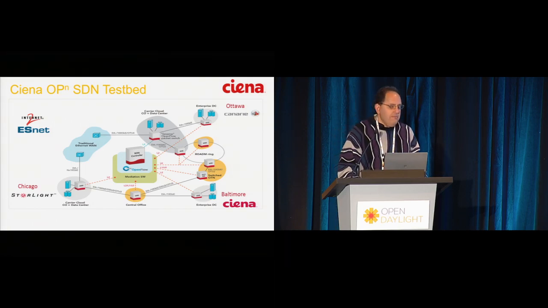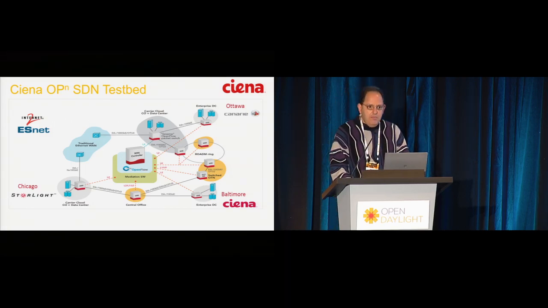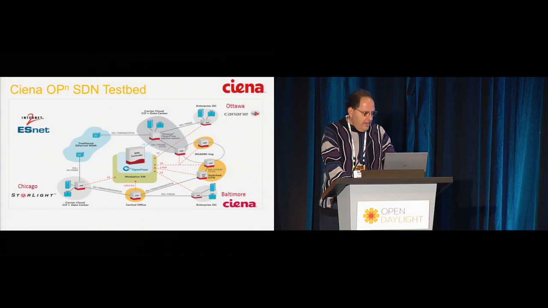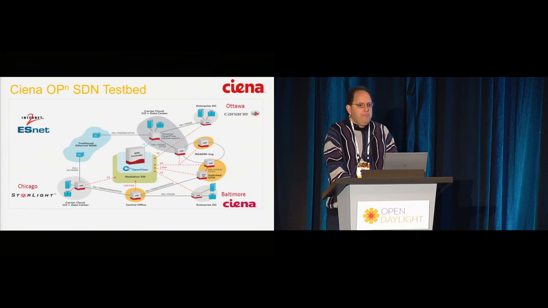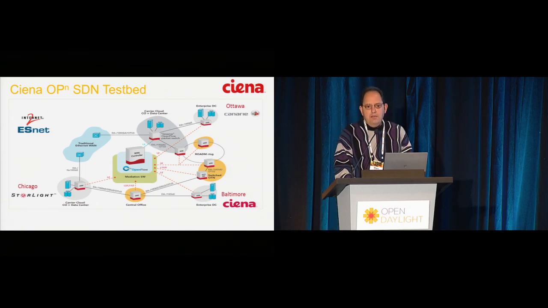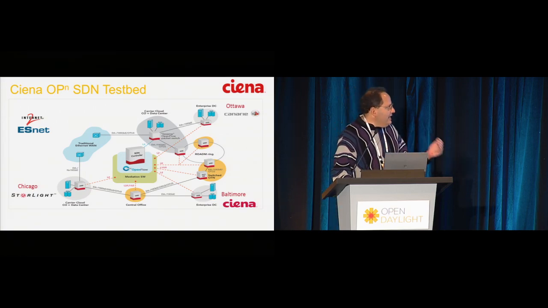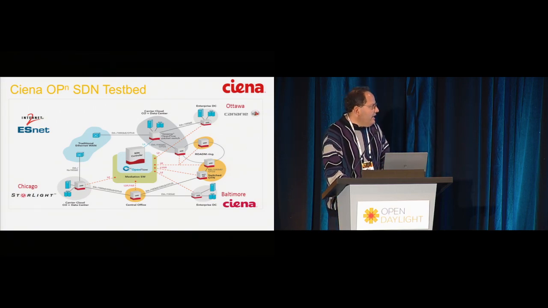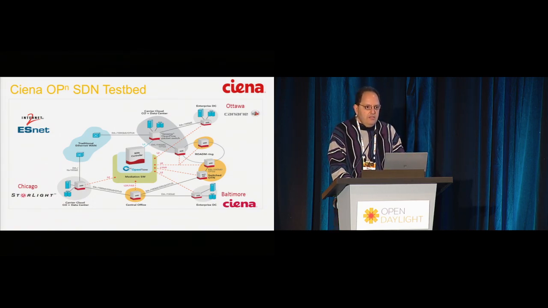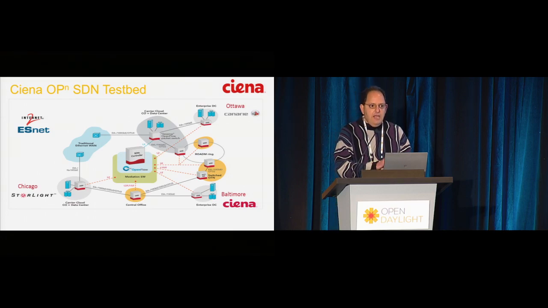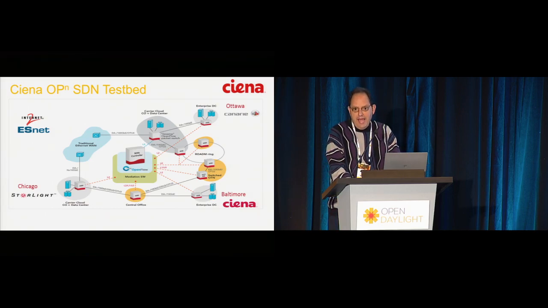And in this diagram, we're seeing a 100 gigabit per second DWDM international network that's just become operational. And this network is going to be providing Starlight in Chicago and ESNet and Canary in Ottawa and ultimately other partners as well, an ability to try out their big data science applications, research experiments, other such things in an operational 100 gigabit SDN WAN.